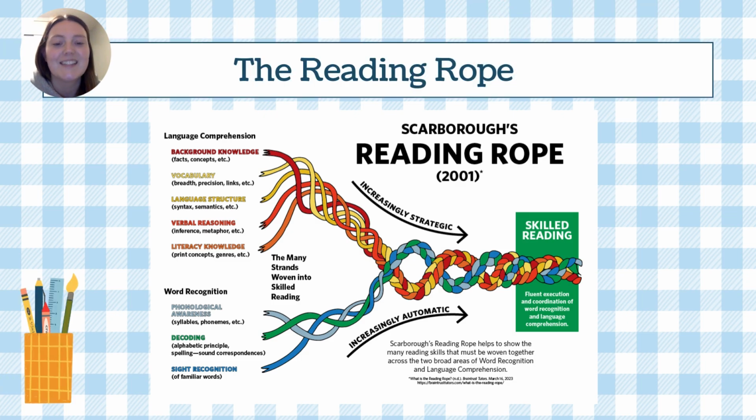As always, I like to tie the skills that we're talking about back to the reading rope to see the role that they play in overall skilled reading. So you can see vocabulary is included there in the language comprehension strands. And comprehension really is all of those language comprehension strands playing a role, and then as well as skilled reading at the end. Like I said, that's the goal of reading, is to comprehend what has been read.